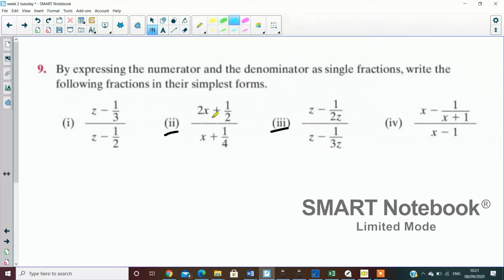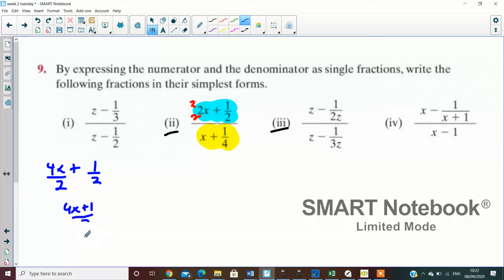You have a blue part and you have a yellow part. And what I say is work on them separately. Okay. I'll start off with the blue part. And what you say is 2x plus a half, no bother. And then I say, okay, how do I fix that then? I can turn that into 4x over 2, couldn't I? Multiply top and bottom by 2. And then what I'll get is 4x over 2. Now they have the same denominator, don't they? So it's 4x plus 1 over 2.